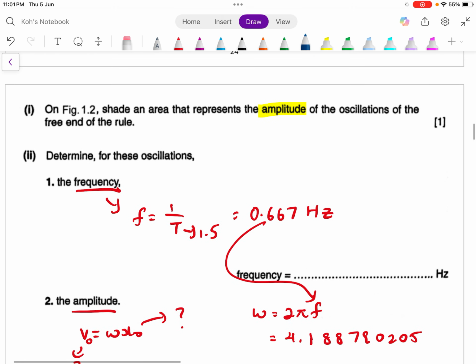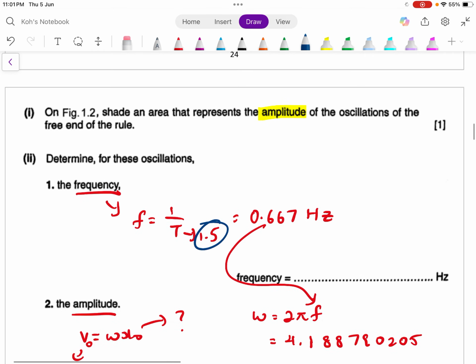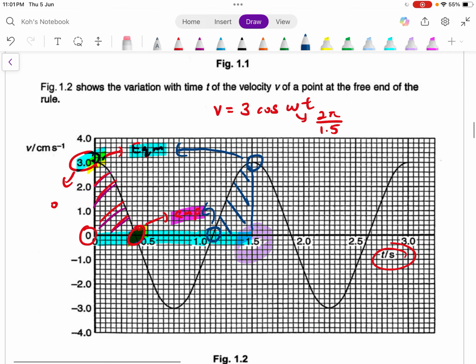Part 2, determine the frequency of the oscillation. This one is simple. You simply use 1 over period, which is 1.5. So you do the calculation, it is about 0.667 Hertz. Okay, number 2, what is the amplitude? The amplitude is not 3, because the 3 right here is actually what we call the maximum velocity.